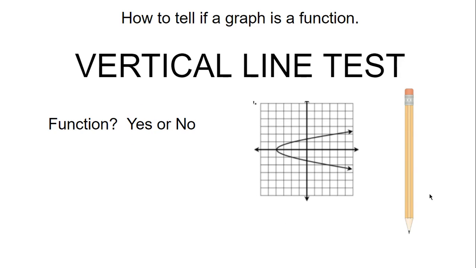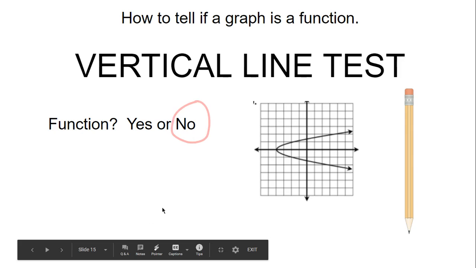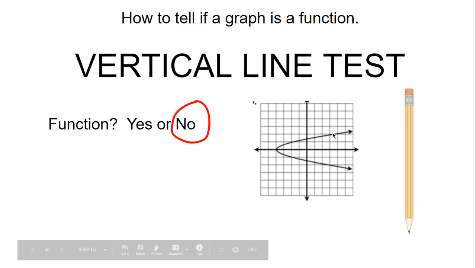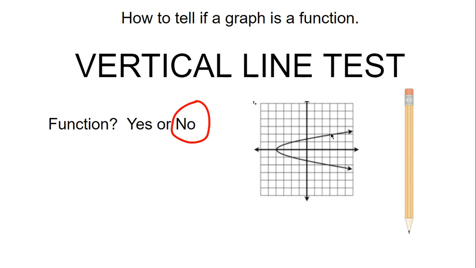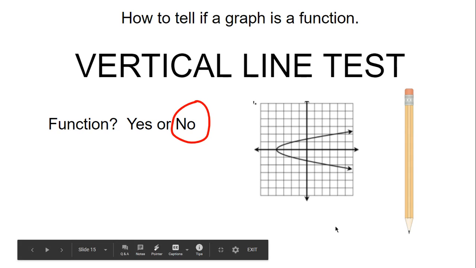How to tell if this graph passes the vertical line test. This would be no, because if I move this pencil over here, it would hit the graph not only on the top, but also on the bottom. So if this vertical pencil is moved back and forth across this graph, it hits it somewhere twice, meaning this is not a function.